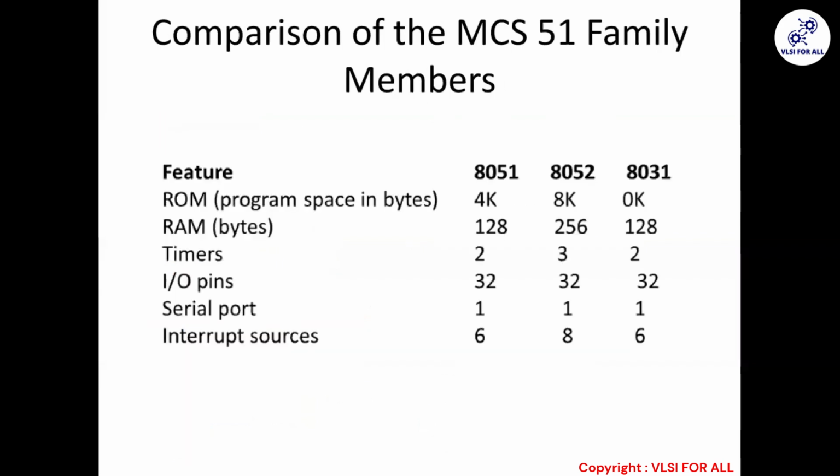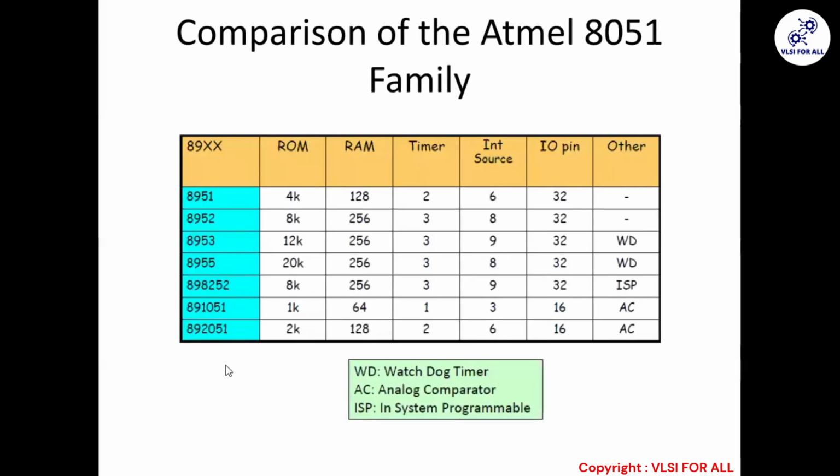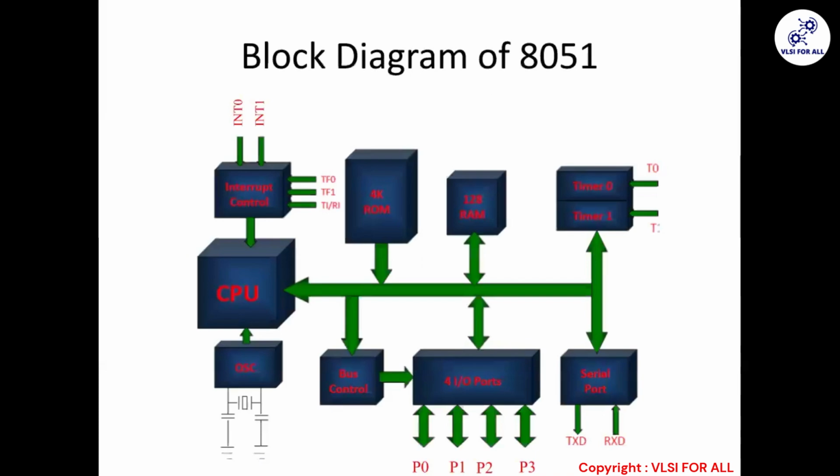So I'll not go for this comparison. These are the derivations of the 8051 family, 8051, 52 and 31, and they differ in RAM, ROM, timer, IO, serial and interrupt. I'll go straight to the architecture. Before going to the architecture of 8051, at first we will check the block diagram of 8051 so that it will be clear.